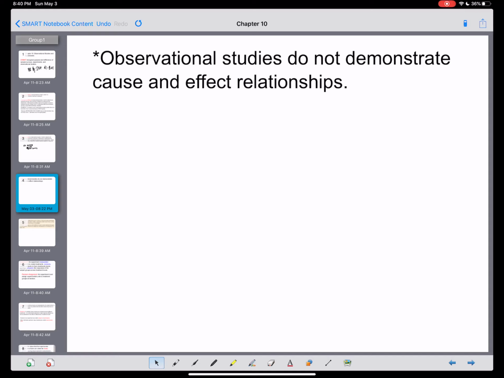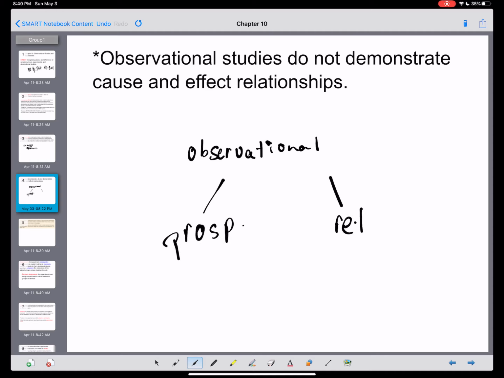Okay, cool. All right, so those are our two types of observational studies. The observational study is this umbrella, and under it we have two types: prospective and retrospective. Observational studies do not determine cause and effect. They don't tell us that this happens because of this. We don't know cause and effect according to observational studies. So just keep that in mind.